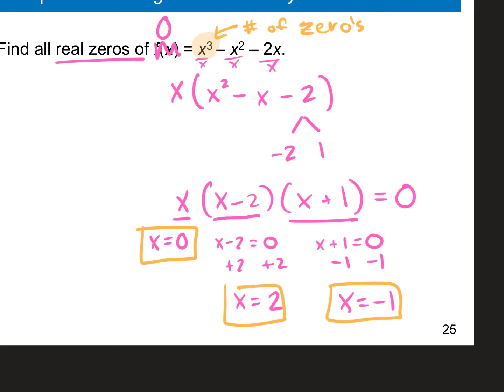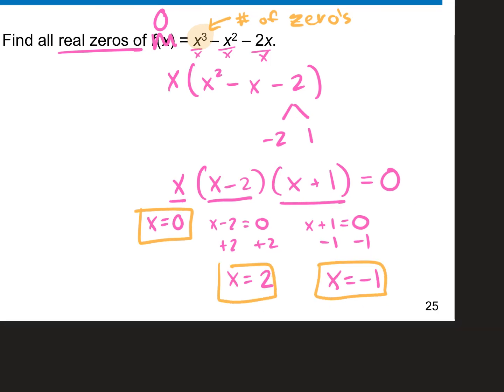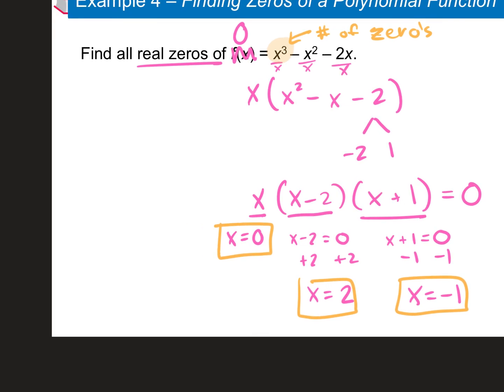All right, just for fun, we're going to graph this too. So where my zeros are, that's where I cross the x-axis. So I cross the x-axis at 0. I cross the x-axis when x is 2. And I cross the x-axis when x is -1.